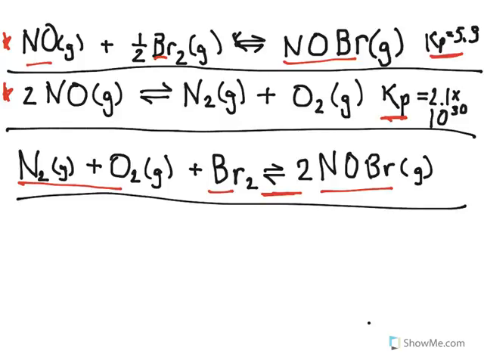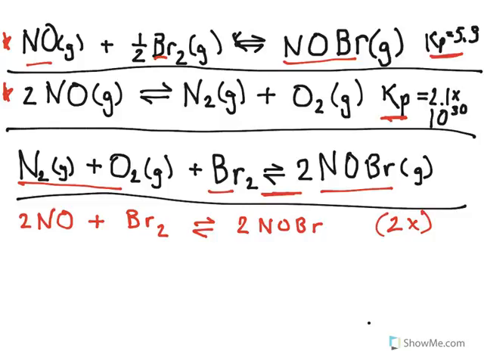If you multiply by 2, you're going to get 2NO, and I'm going to leave the phases out right now, plus 2 times 1/2 is 1, so this is just 1 Br2, and that gives you 2 NOBr. And what we did there was we doubled it, so 2 times. We're just going to say that here.